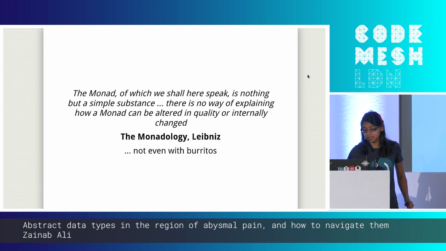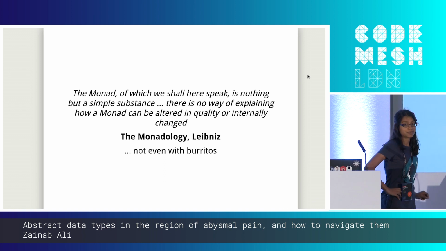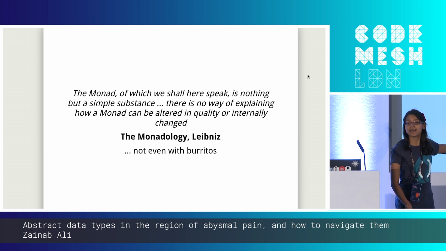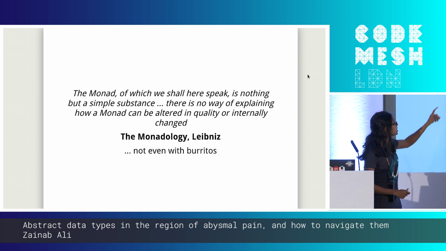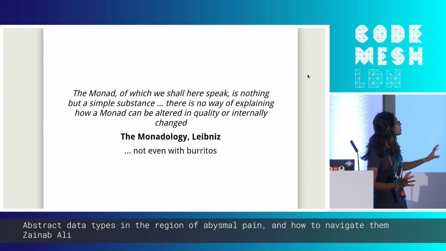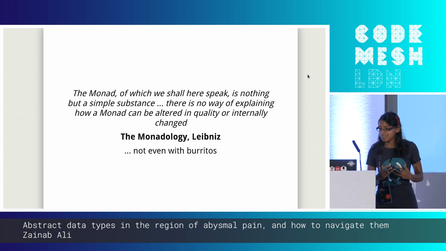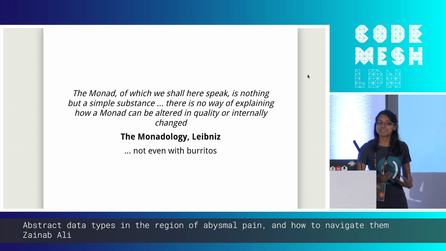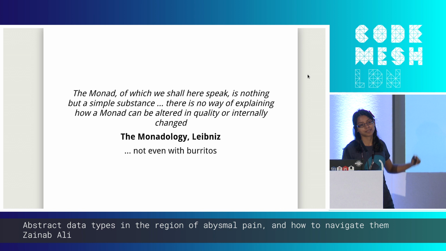Another thing which we can credit Leibniz for, which I only found out yesterday. In fact, he's the first person to write down a definition of a monad. And he actually states that there is no way of explaining how a monad can be altered or changed. So 300 years earlier, he predicted that today we would have such a problem with explaining monads. He didn't know about burritos.